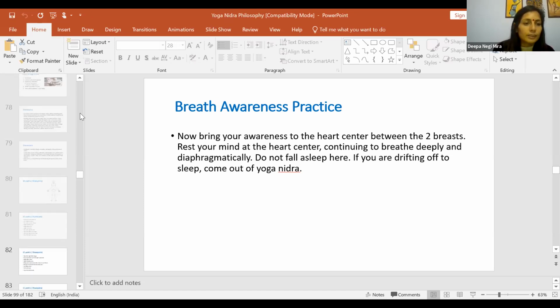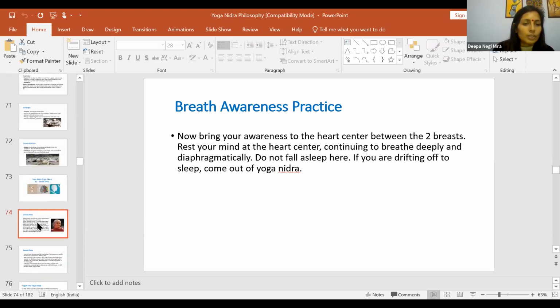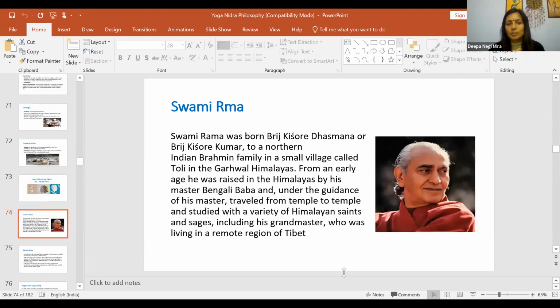A very wonderful book. It's the story of Swami Rama. He wrote this book telling about his journey of yoga, how he started, where he went, whom he met, what happened. An interesting story, one of my favorite books. So we are talking about Swami Rama.